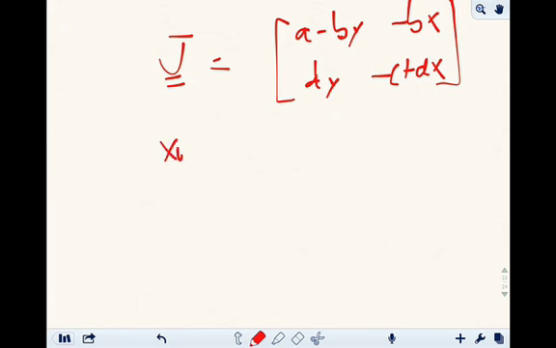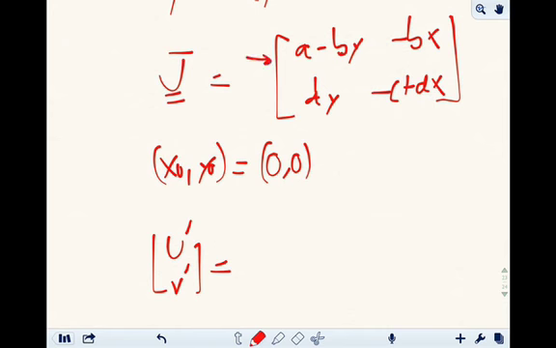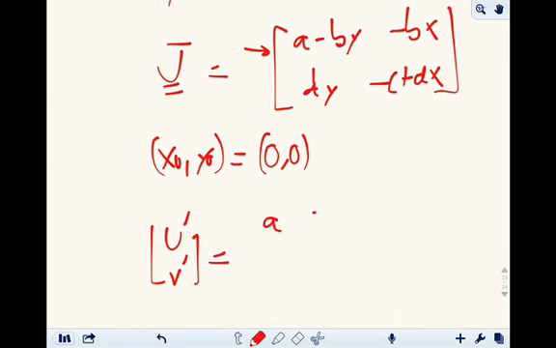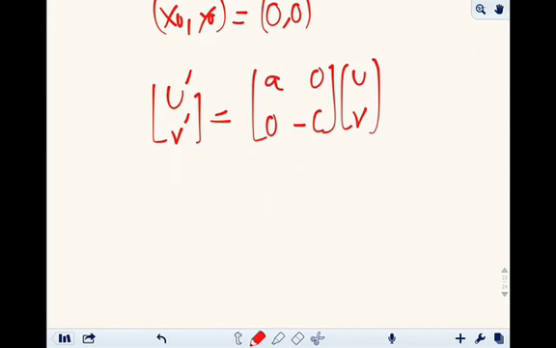The first critical point was the origin. x naught, y naught equals 0, 0 satisfies x prime, y prime equals 0. It is a critical point or equilibrium point. The resulting linear system there, plugging into this Jacobian, is u prime, v prime equals the matrix a, 0, 0, negative c, times u, v. This linear system has two eigenvalues. It's a diagonal matrix A, so the eigenvalues are the elements of the diagonal. One's positive, one's negative, both real. This is a saddle point. It is unstable.